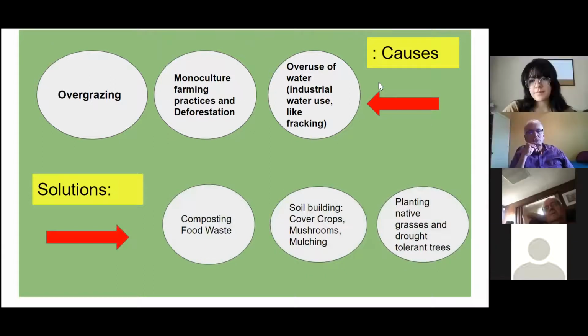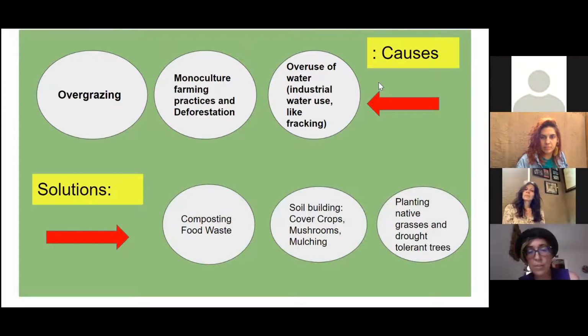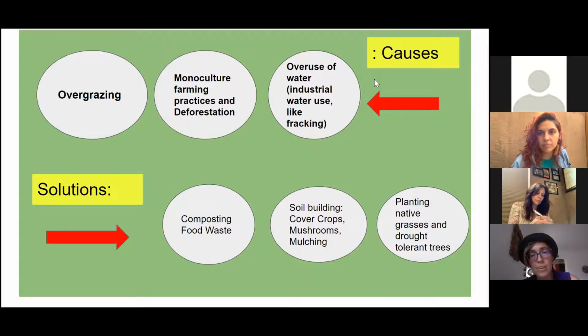And so all of these methods are things that we can do with our family, with our students. We can compost food waste. Underneath that, it did say pollinator gardens, so I will say that again, pollinator gardens, and then soil building, cover crops, putting mushrooms in the soil, which is really awesome, doing what's called mushroom inoculation, mulching, planting native grasses and drought tolerant trees. So there's lots of things that we can do. Does anyone else have any other ideas about approaches to what we can do to help slow down that desertification process?